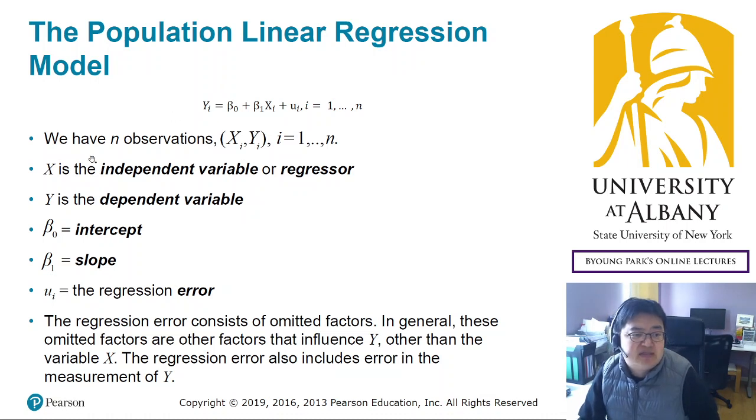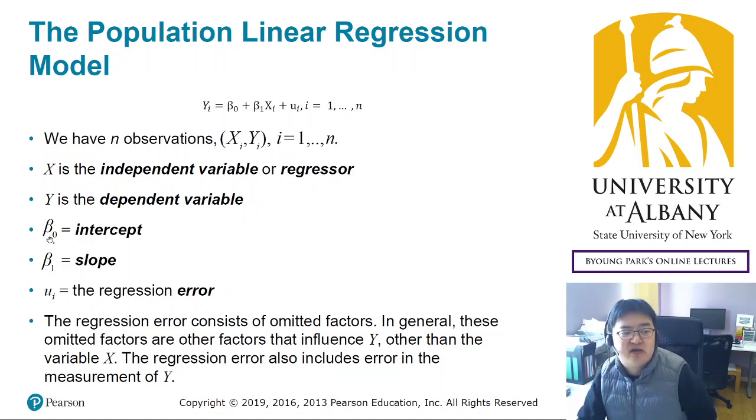Anyhow, the names are given that way, and beta 0 is the intercept. Intercept is a mathematical term. Intercept means the value of y when x equals 0. So if all the other variables equal 0, then y will take beta 0. So that is the intercept.